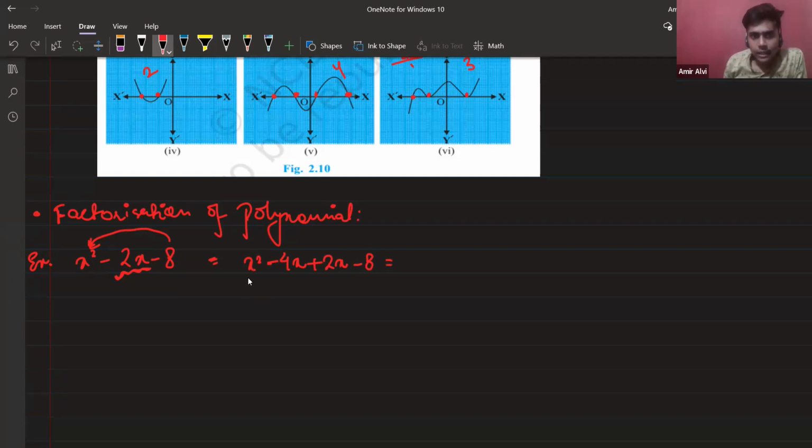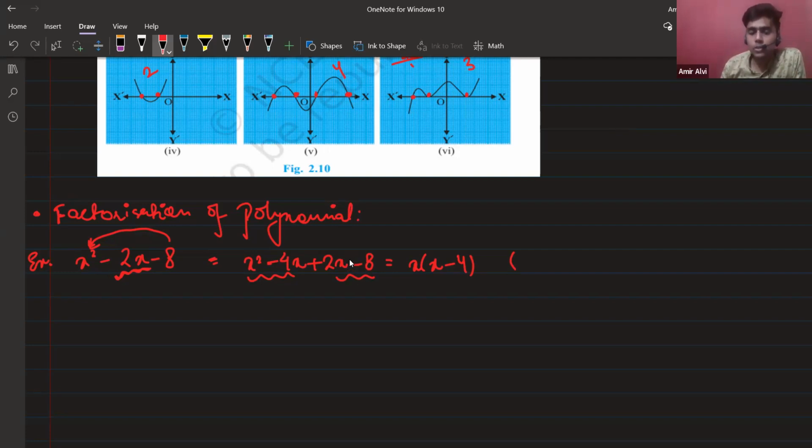Let's make a pair of this and a pair of this. What is common in this term? X is common. What is left in the bracket? X minus 4. Here, let's take x common. Will it be minus 2 or plus 2? Think about it. Plus 2.